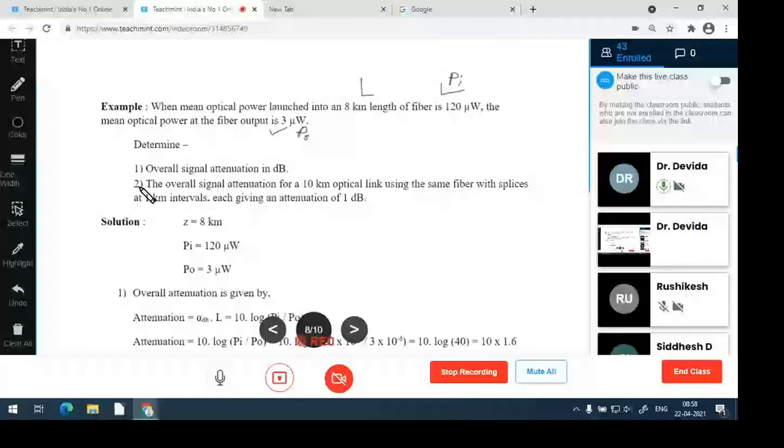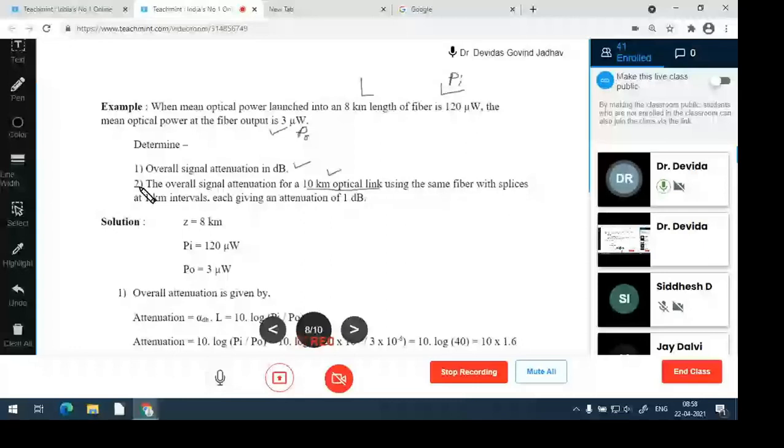So what do we have to determine? We have to determine the overall signal attenuation in dB, that is the total attenuation for 8 kilometer. Then second, the signal attenuation for 10 kilometer. So we have to determine first, with these values, the total attenuation for the 8 kilometer length. Now the same fiber is used when L changes to 10 kilometer. Optical length is 10 kilometer.